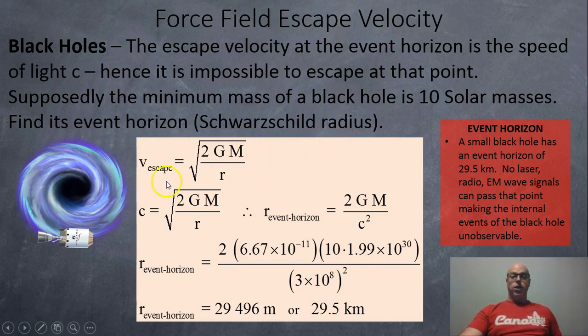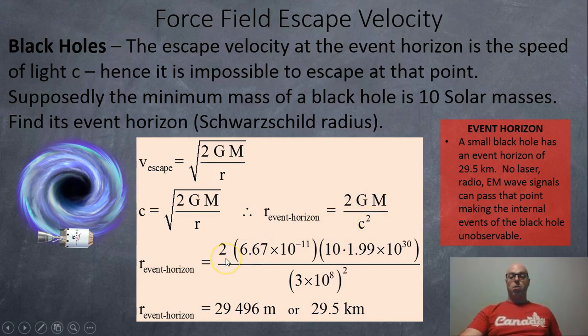Okay. So our escape velocity is going to be c, the speed of light, and we are looking for r. So what we're going to do is square both sides. So we'll get c squared, and we'll get 2GM over r. We rearrange that to find the Schwarzschild radius, or the radius of where your event horizon would be located, is 2 times G times M over c squared. So we're going to fill it in.